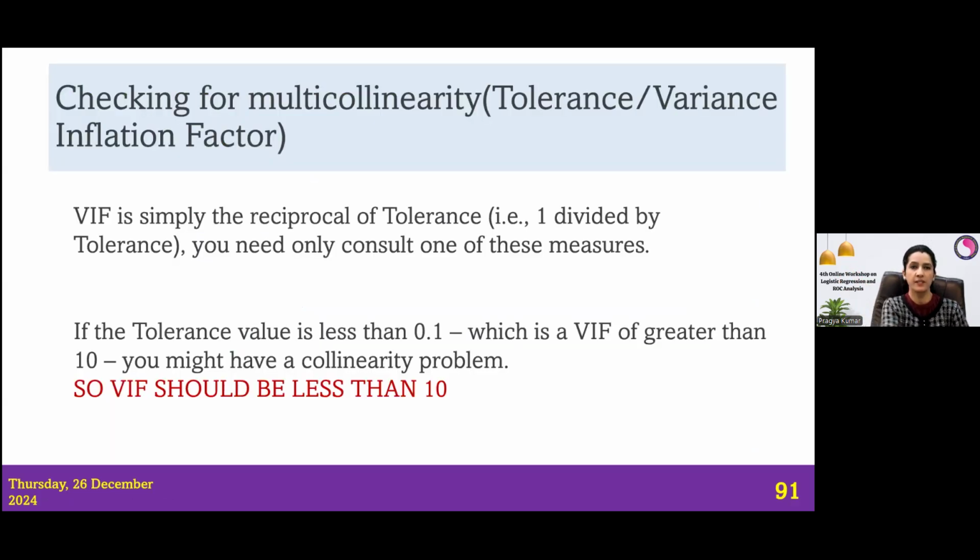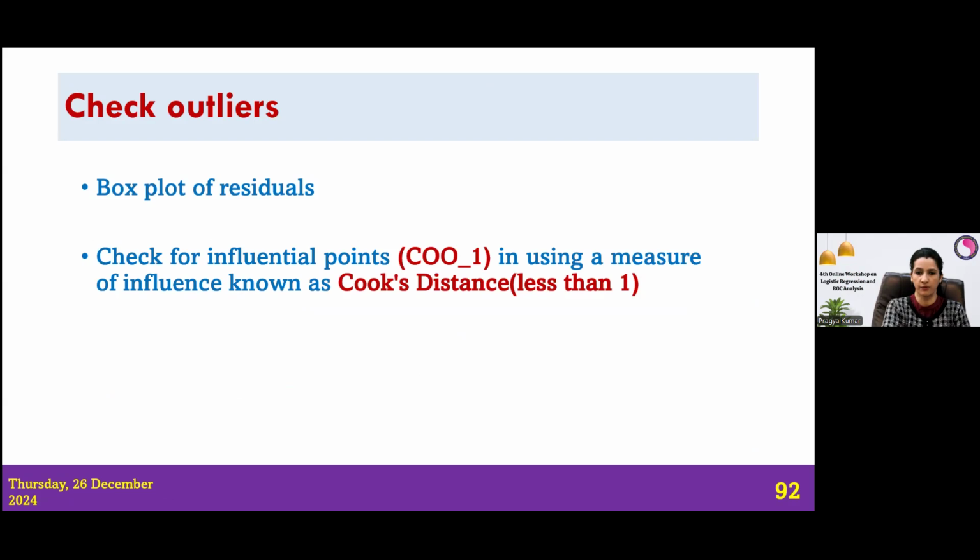VIF is simply the reciprocal of tolerance, that means 1 divided by tolerance. So we need to consult only one of these measures. If the tolerance value is less than 0.1, then the VIF is greater than 10, so there is a problem of multicollinearity.